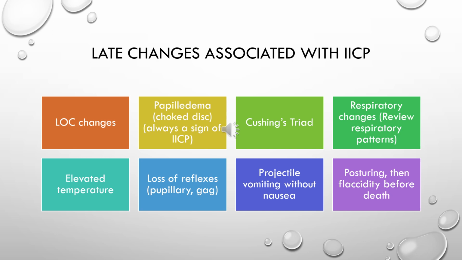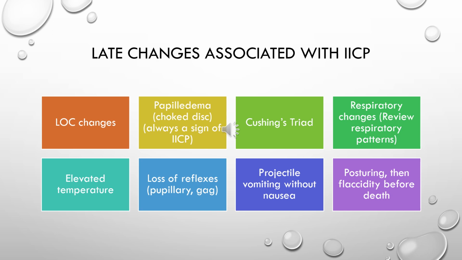And then we have something called Cushing's triad, which I'm going to talk about on the next slide in more detail. You'll see respiratory pattern changes. I wrote on here to review your respiratory patterns, so things like Cheyne-Stokes respiratory patterns can start to come into play as those ICP numbers go up. Elevated temperature, not uncommon to see that, and then eventually they will become hypothermic.